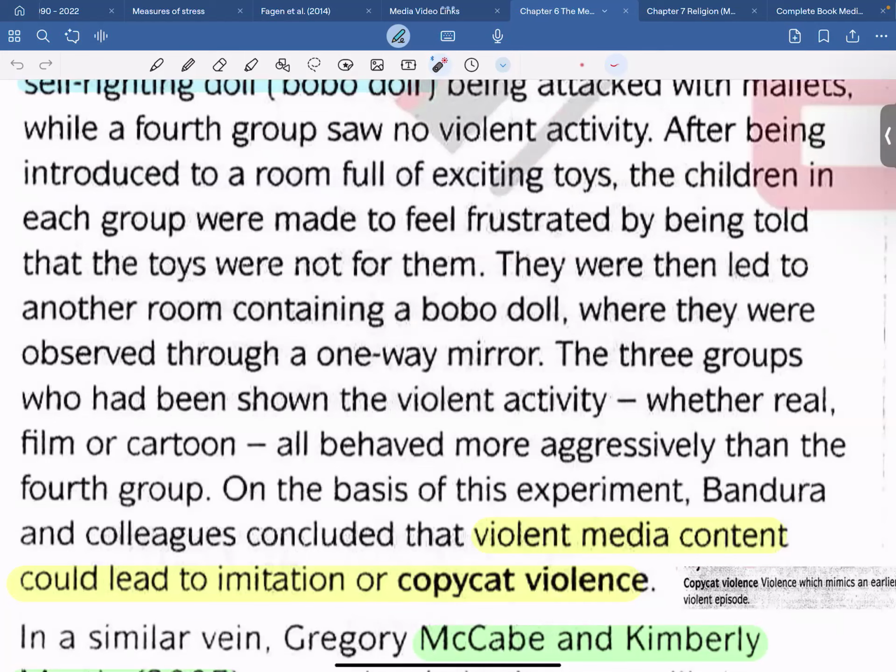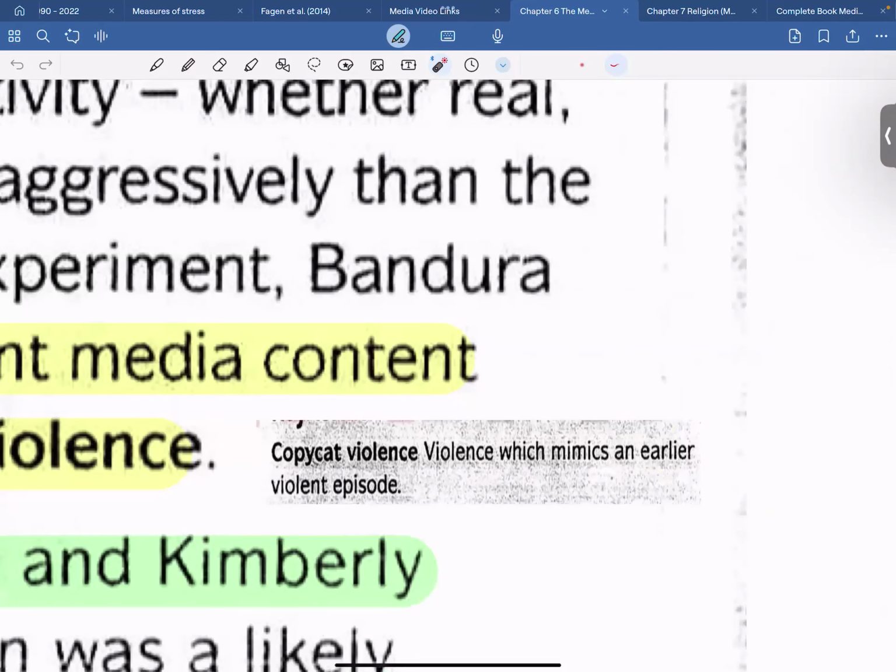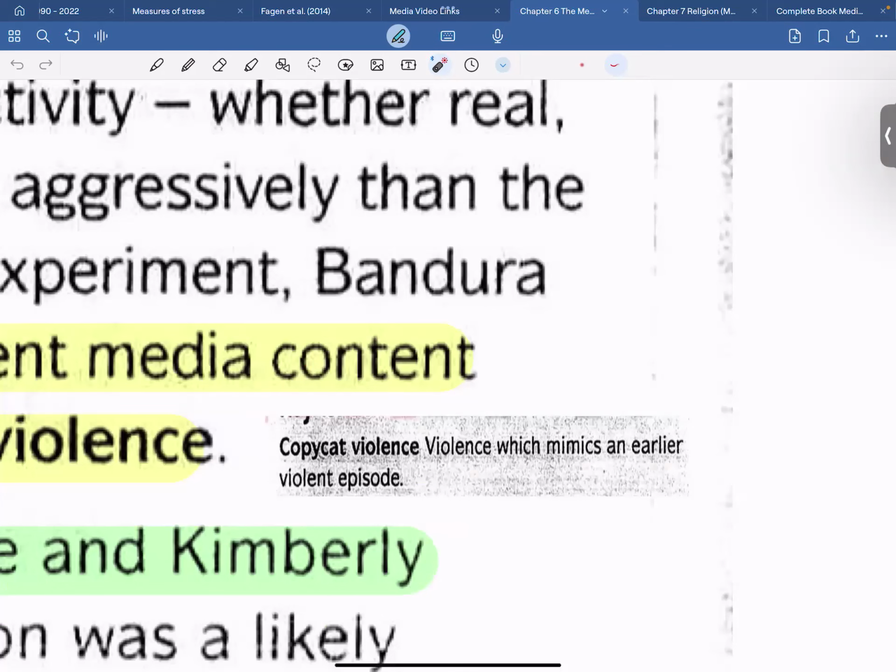Through this research conducted by Bandura, Ross and Ross, what the researchers were trying to pick up on is that there has been research in the past showing that violence on television can result in increasing violence in society, especially for children. Bandura and colleagues concluded that violent media content could lead to imitation or copycat violence. What does the word copycat violence mean here? Copycat violence is violence which mimics an earlier violent episode.